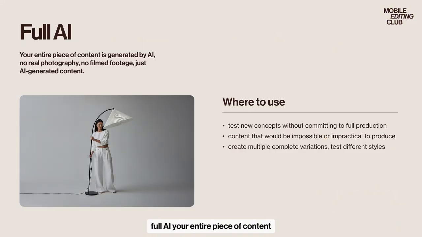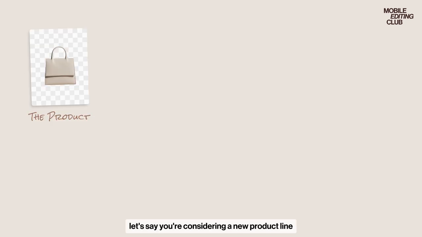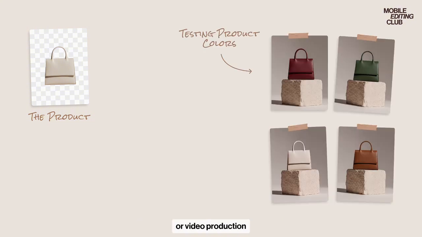Full AI: your entire piece of content is generated by artificial intelligence. Every visual element is AI created. No real photography, no filmed footage, just AI-generated content from start to finish. This approach is ideal when you want to test new concepts without committing to full production. Let's say you're considering a new product line or exploring a different brand aesthetic. Instead of investing in a full photo shoot or video production, you can create complete editorials with AI to visualize your ideas and test audience response.